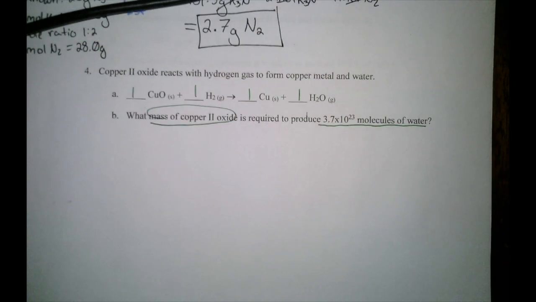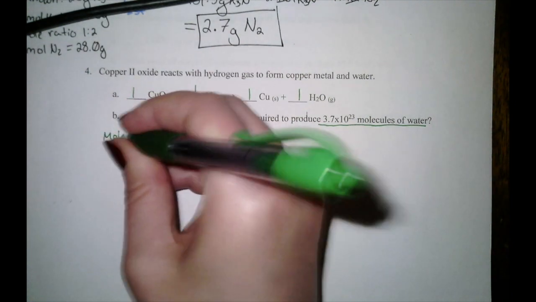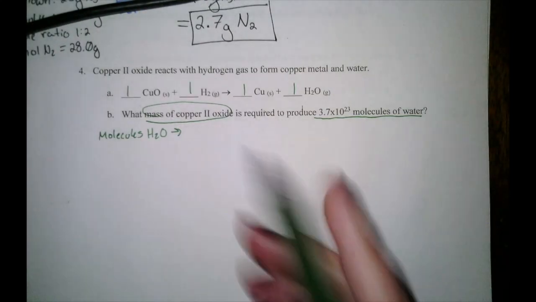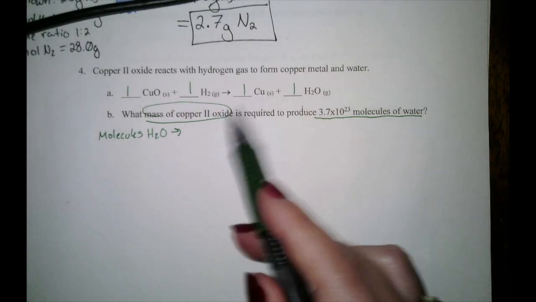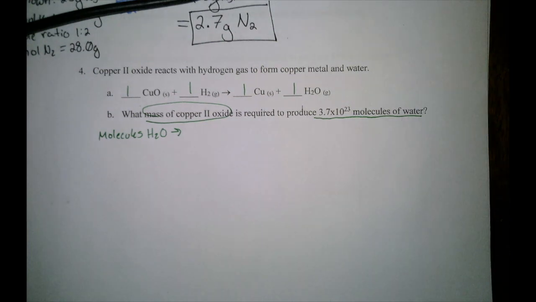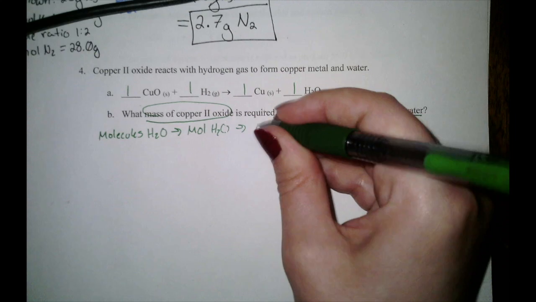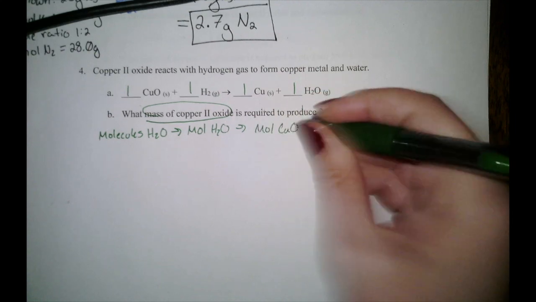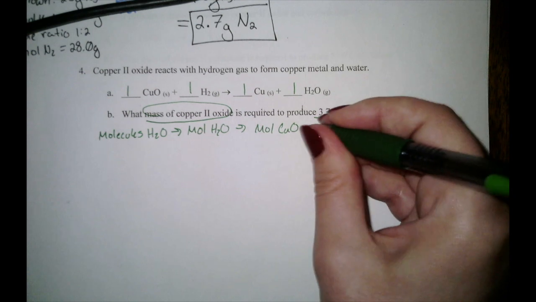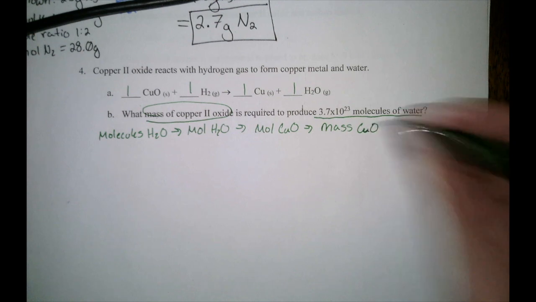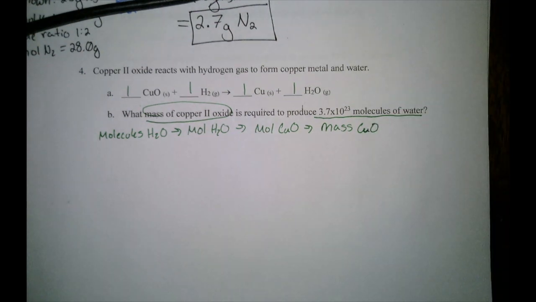So we are starting with molecules of water. Eventually we want mass of copper 2 oxide. Well, again, if we have to convert between quantities of 2 different substances, we need to go through moles first. So I'm going to have to convert to moles of water. Then I'll be able to convert to moles of copper 2 oxide. We want mass, so at the end we're going to have to convert back to mass of copper 2 oxide. So again, another process that's going to require like 3 different conversions.